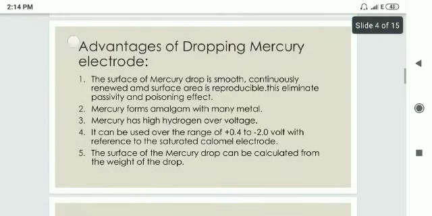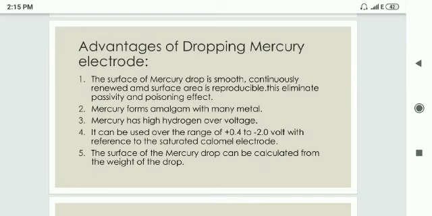Advantages of dropping mercury electrode. The surface of the mercury drop is smooth, continuously renewed, and the surface area is reproducible, and this eliminates the passivity and poisoning effect. Mercury forms amalgam with many metals. Mercury has high hydrogen overvoltage. It can be used over a range of 0.4 to -2 volt with reference to the saturated calomel electrode. Generally, the saturated calomel electrode is used as the reference electrode here.